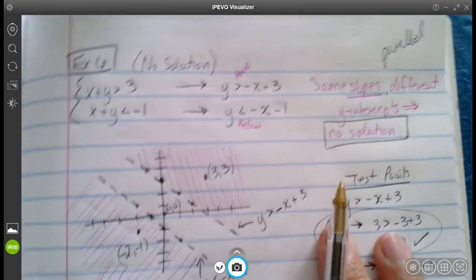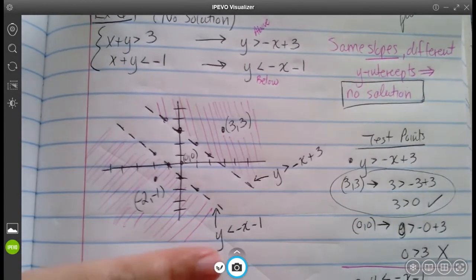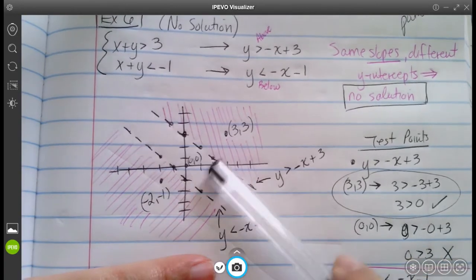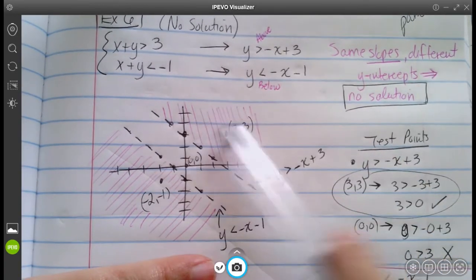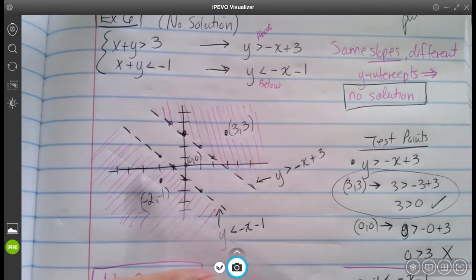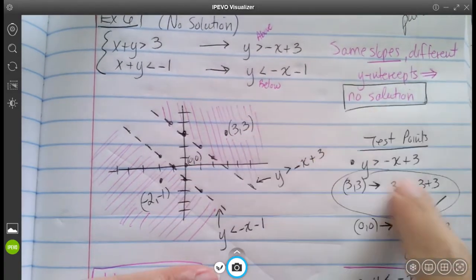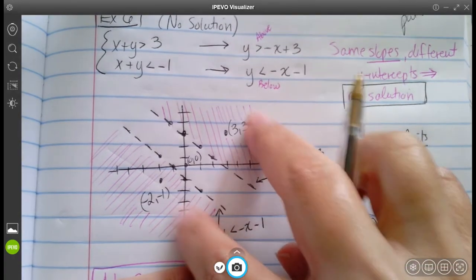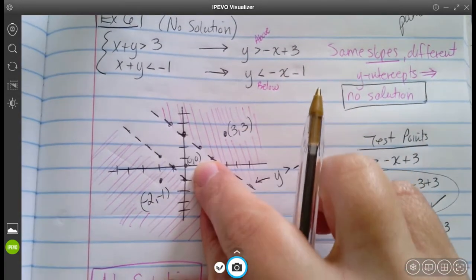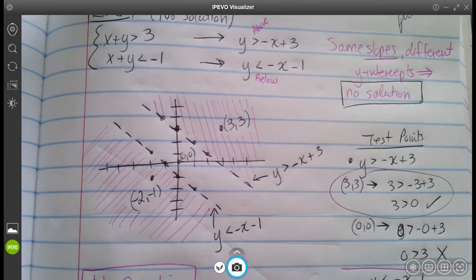So when we graphed it, and you can take a look at this in more detail when you have some time, if you graph both lines, you're going to see that, according to what we shaded here, this one's above, this one's below. You can see some of the test points that we used here, and you can also see that the shading is correct, but they don't overlap at all, which means that they have nothing in common.